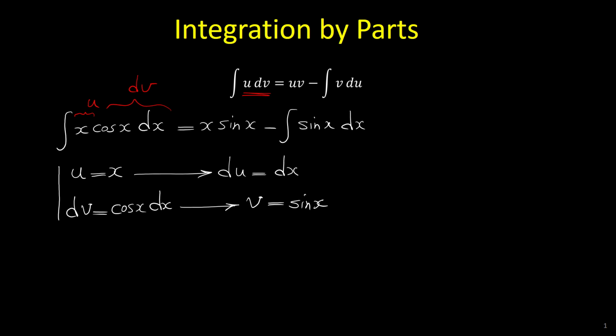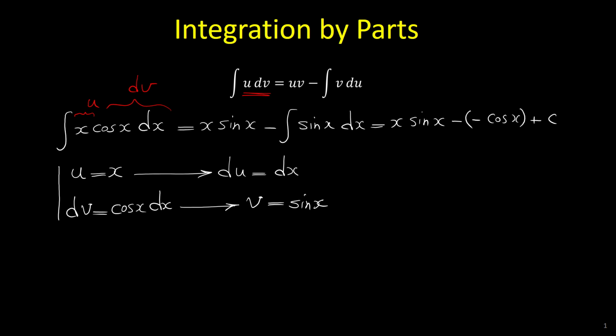Now if you look at this new integral, which we have here, integral of sine of x dx is simply negative cosine of x from the integration formulas. We know that integral of sine is negative cosine. So we can write our answer as x sine of x. We write this part again, minus, again integral of sine is negative cosine, so integral of sine of x dx is negative cosine of x, and don't forget to put c in the end.